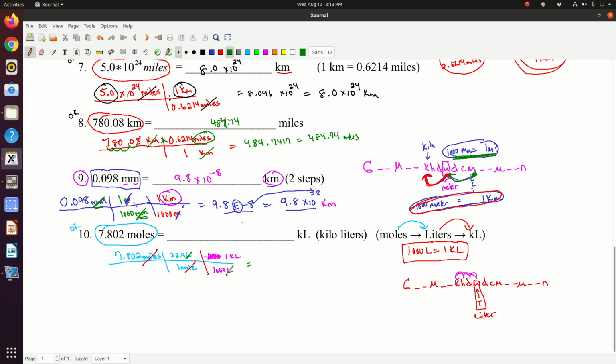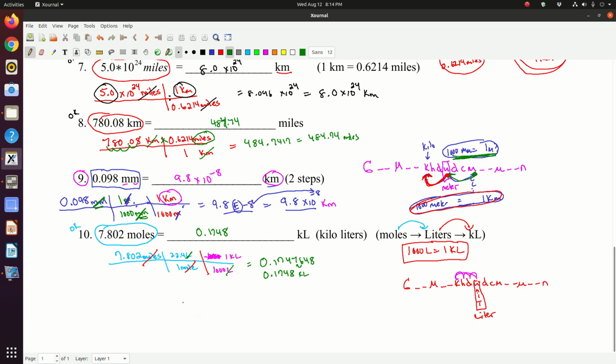Now we're going to put it in our calculator, and when we do, we get 0.1747648. Way too many significant figures. I need 4 significant figures. So 0.1748, because I'm going to round, and that's kiloliters is the answer. 0.1748 kiloliters. So that's the end of that.